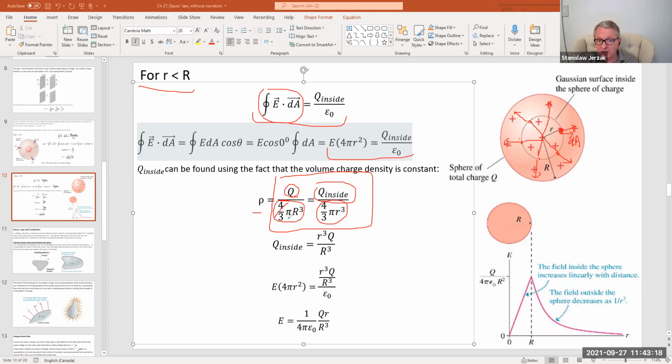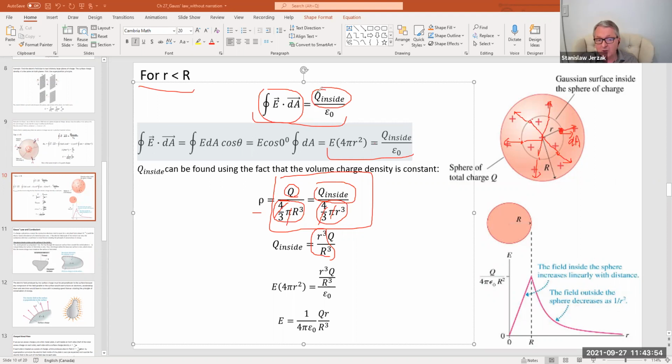Of course, 4/3 will cancel, pi will cancel, and then you get that the charge inside is equal to lowercase r cubed divided by capital R cubed times Q, right? So only that fraction, lowercase r cubed divided by capital R cubed, of the total charge Q is inside of the Gaussian surface. So from that proportion, I calculated how much charge is inside of my Gaussian surface. And now that amount of charge I have to substitute into Gauss's law.